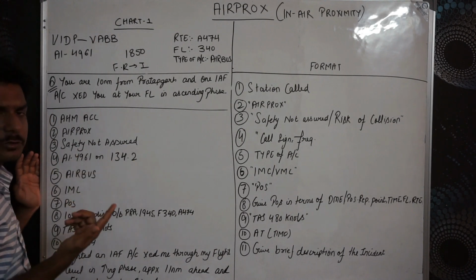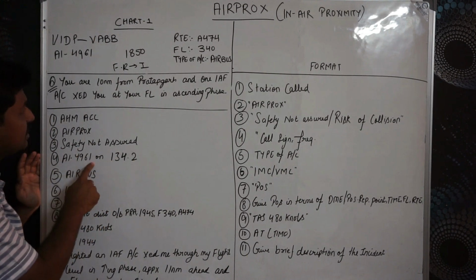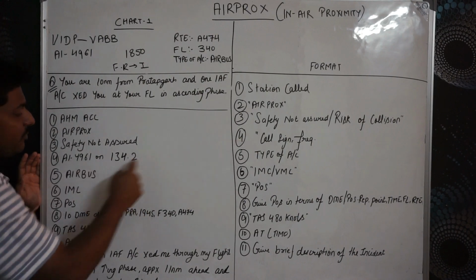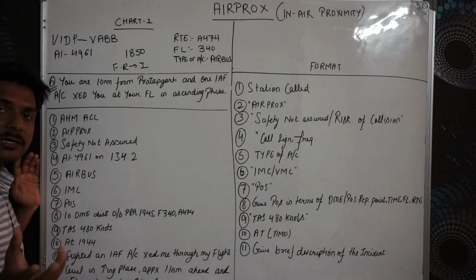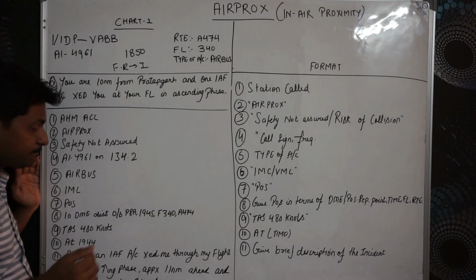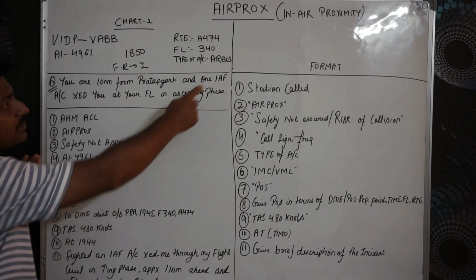So I am using safety not assured. Then Air India 4961, which is my call sign, and the frequency 134.2, which is Ahmedabad control's frequency. We can find it on the chart. Then the type of aircraft is Airbus.